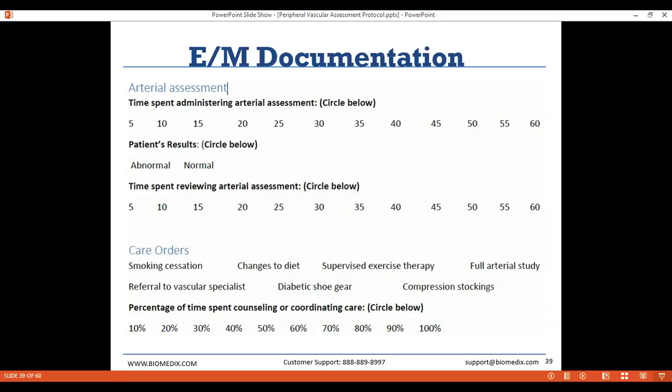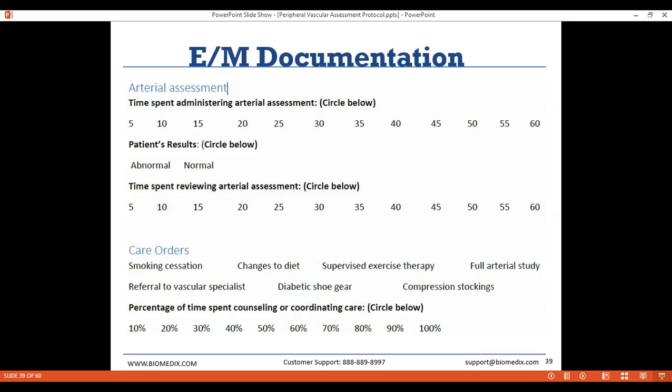"Mrs. Smith, now that we're moving on to the arterial test, I can see that you have waveforms and these peaks are nice and big, which is good, but you're lacking these dicrotic notches, which concerns me. Let me talk about that." You'll circle the amount of time reviewing the arterial assessment, and then discuss the care orders and recommendations with the patient.